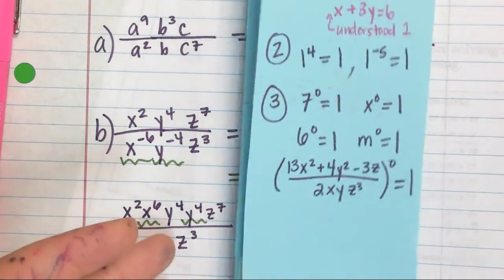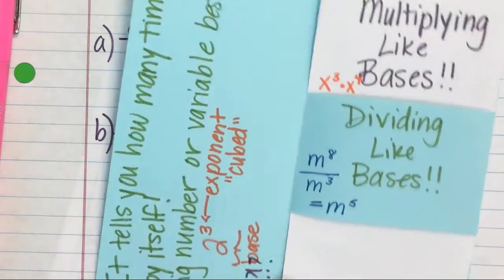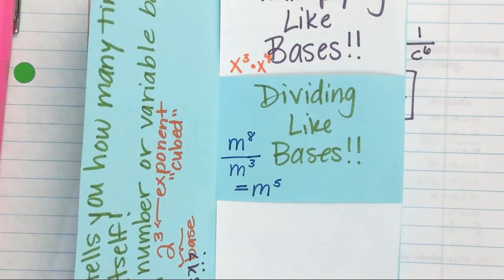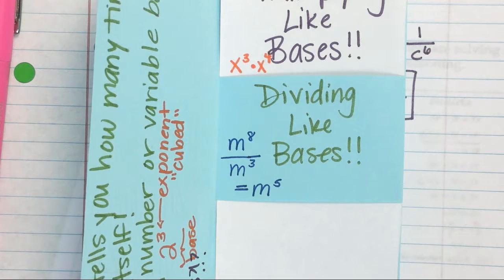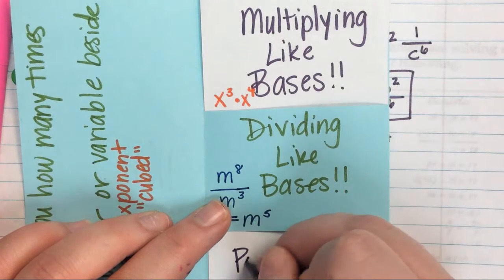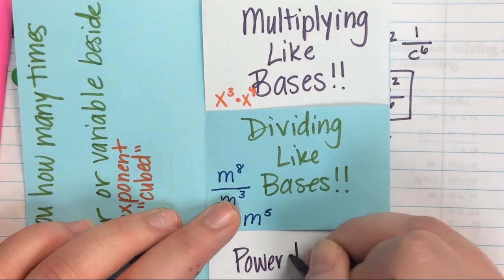Then let's go back to our actual rules and our properties. We had multiplying, good grade. We had dividing. Now we're going to talk about raising a power to a power. So I'm going to call it power to a power.